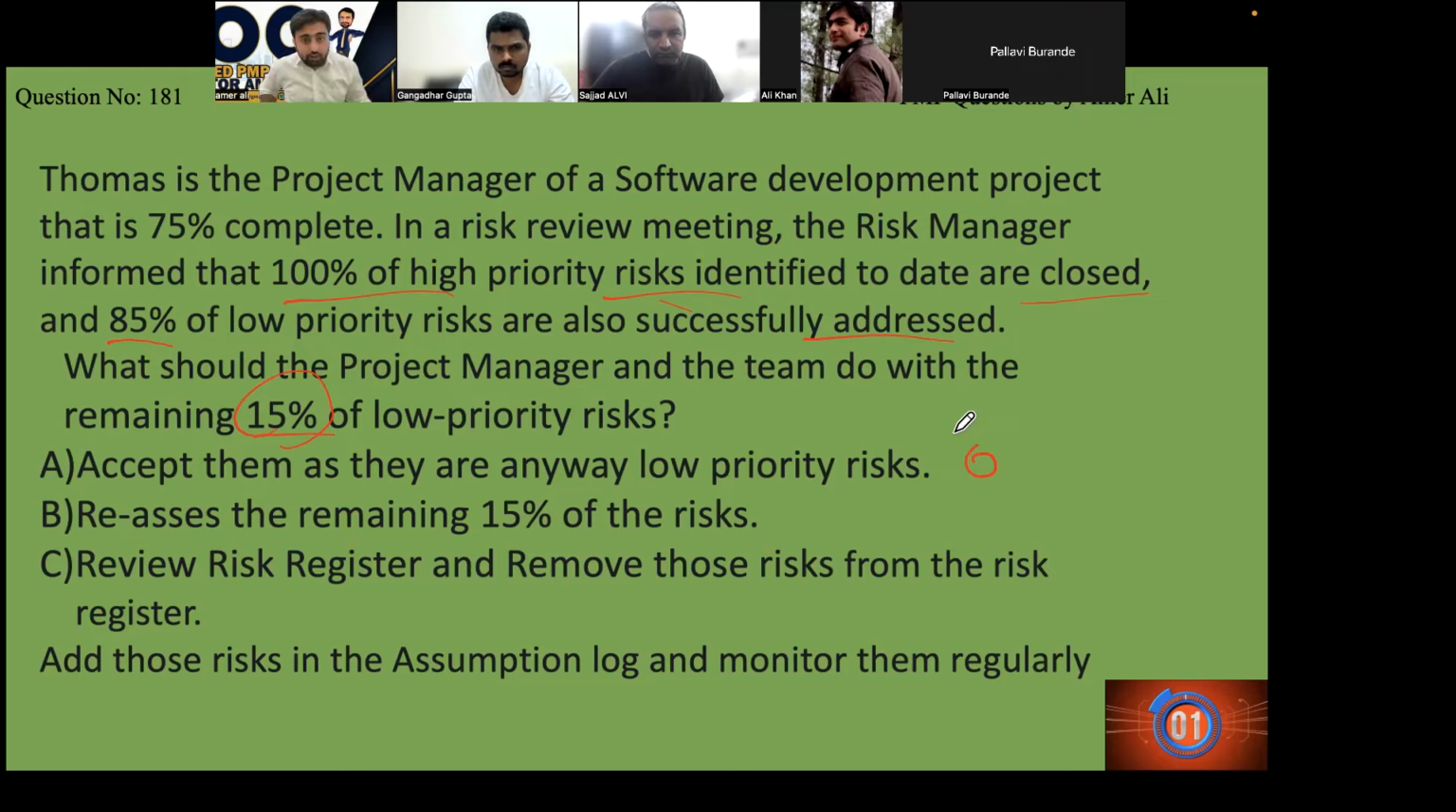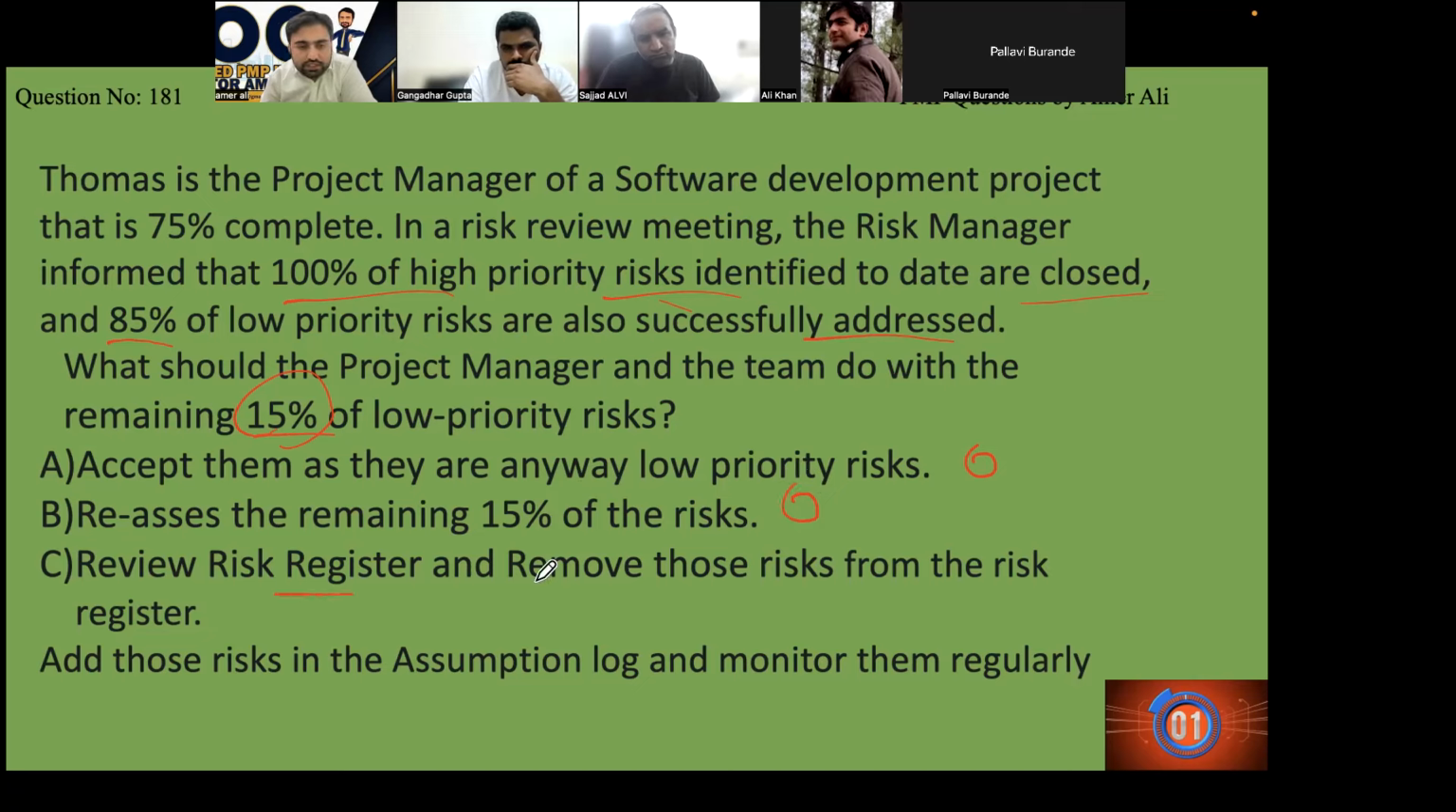Because normally you accept the risk and low priority risk. Okay. Reassess the remaining 15%. Better answer. This was the right answer. Better than the right answer. Okay. अच्छा आगे चलते हैं.